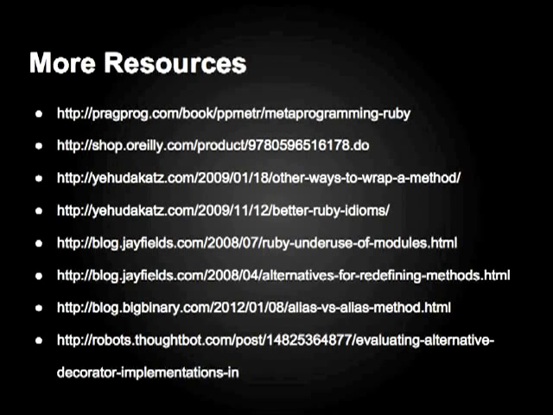Here are some more resources. There's a whole slew of them. The last six, I think, are blog posts. The first two are books. There's a Pragmatic Programmer book called Metaprogramming Ruby. It's really good. It gives a lot of examples. It's a bit verbose, maybe annoyingly so. I think the second book by David Flanagan and Matz, called, I think, The Ruby Programming Language, says just about all the same things in like 50 pages instead of 200 some. It doesn't have as many examples, but I would recommend both of those.